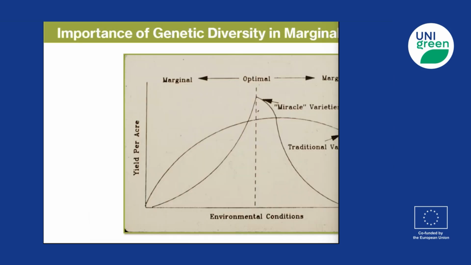Okay. What is the importance of genetic diversity? Here, for example, we have the modern varieties of the Green Revolution that were developed thinking that you need to have a package. You need to have irrigation, you need to have inputs, and if you have this package, you are going to have optimal yield, right? And perform well in those conditions.